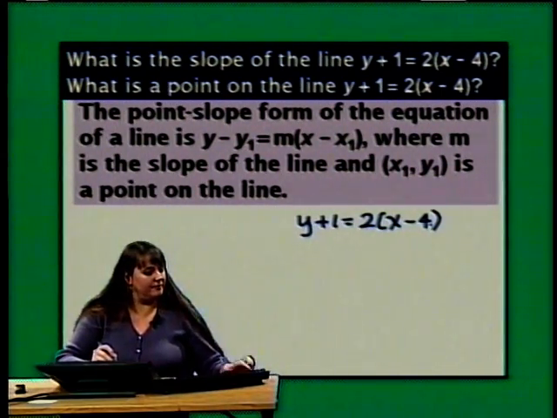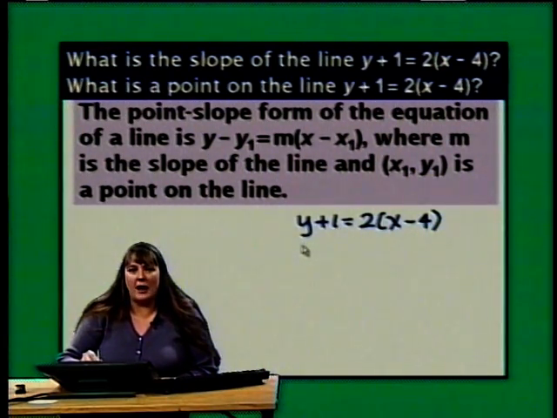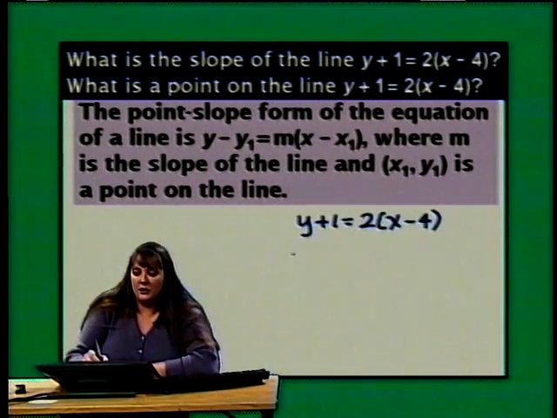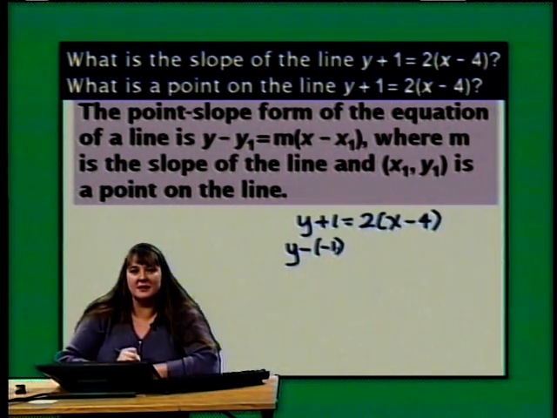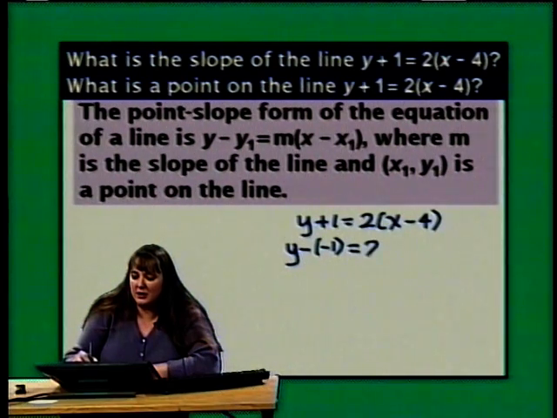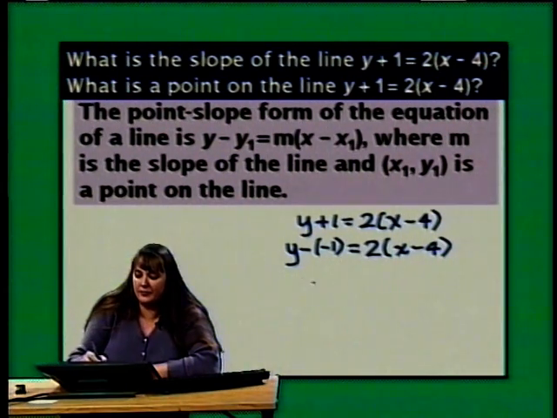In the formula, we have y minus y sub 1, but in my equation I see y plus 1. The signs are different. So I think I'm going to rewrite this as a subtraction on the left-hand side first to help me determine what y sub 1 is. So y plus 1 can also be written as y minus the opposite of 1, y minus -1. So another way I could write this equation is y minus -1 equals 2 times the quantity x minus 4. So it looks like y sub 1 is -1 and x sub 1 is 4.